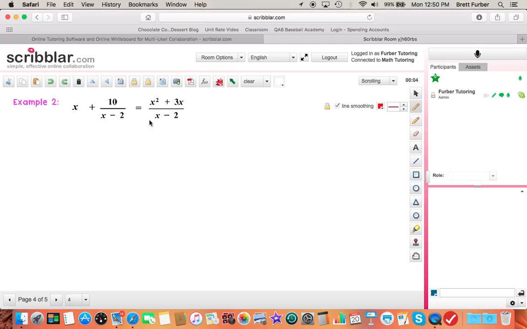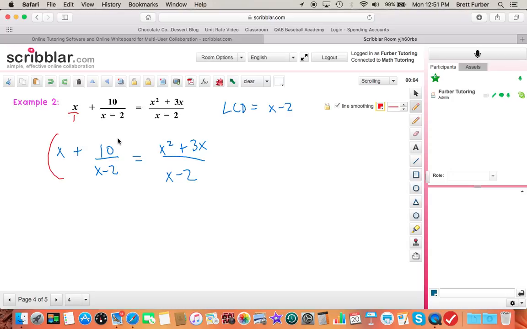Okay, so the least common denominator in this one is going to be fairly easy because this is over 1, which doesn't really factor into the least common denominator, but this and this are the same. So that's going to make this a little easier. The least common denominator is going to be x minus 2. So I'm going to write these equations out again, and I'm going to multiply both sides of the equation by x minus 2.